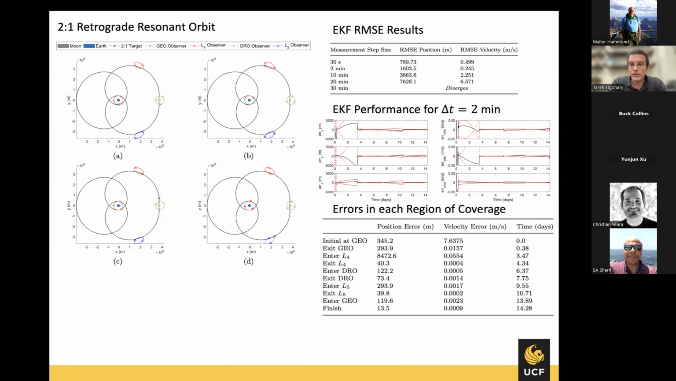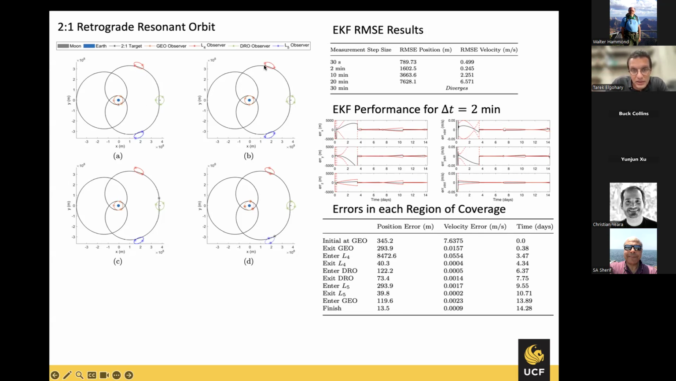So this is the case study we did using an EKF, an extended Kalman filter. The idea is we use several observers looking at the target on this path to DRO. Here we have a few observers in GEO, a couple of observers in L4, a couple of observers in L5, and a couple of observers around the moon in DRO.